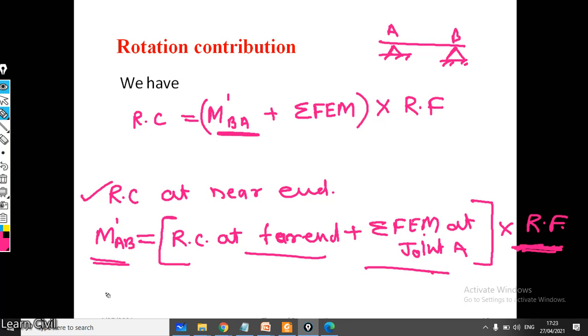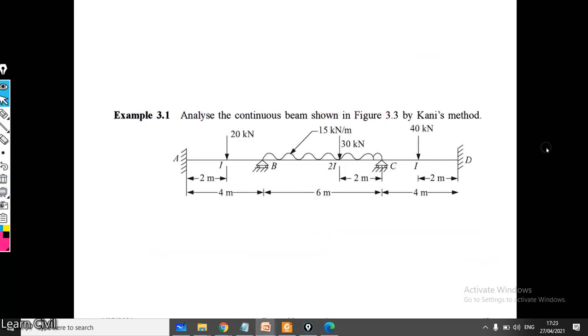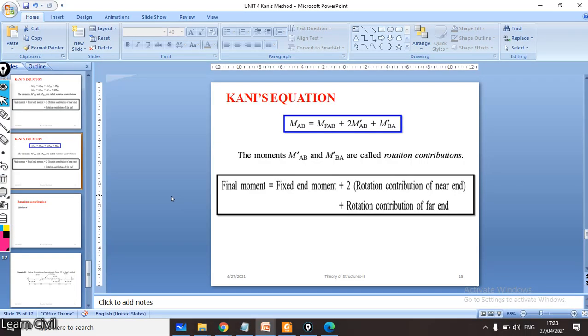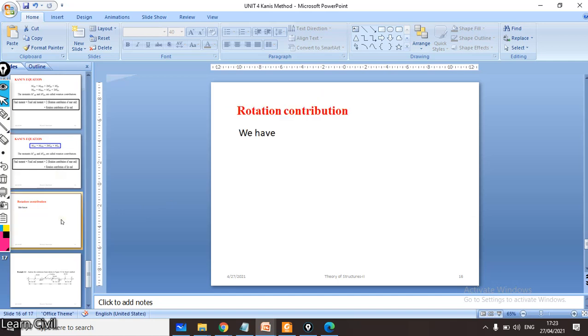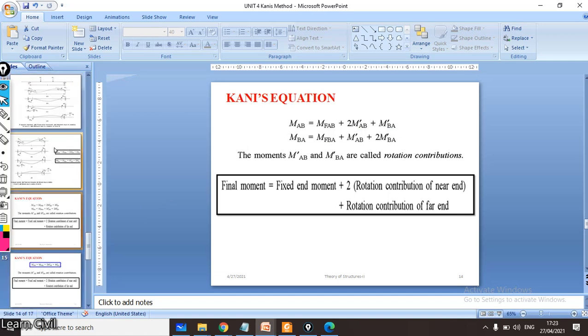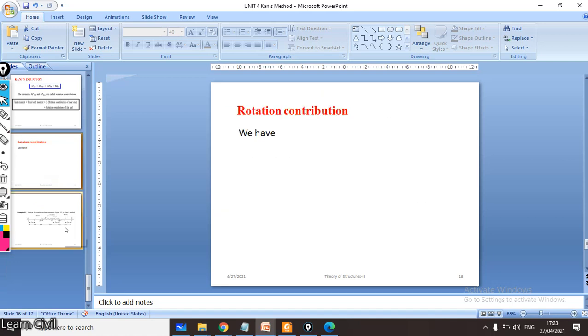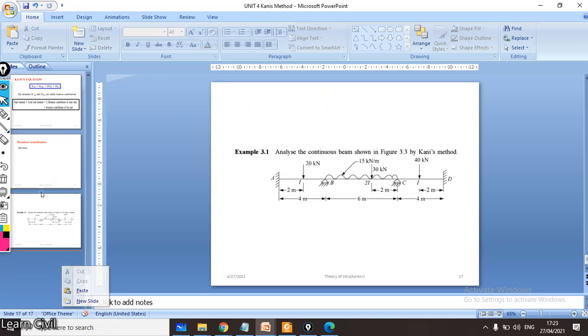Okay, similarly if we want the rotation contribution, we'll see the next slide. Sorry, just a minute, one slide is missing there, I think. The slide is deleted. Let me check. Yeah, not an issue, I'll take one more slide here.